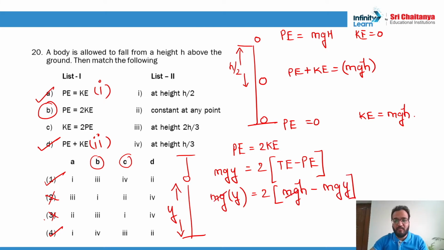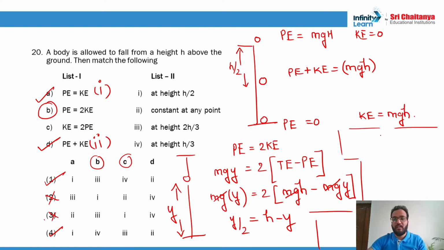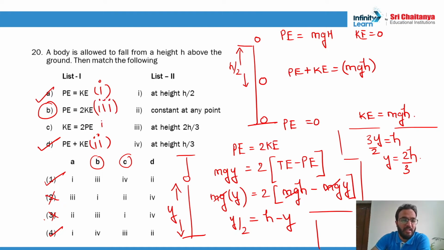Now mg gets cancelled. So it will be y by 2 is equal to h minus y. So finally you will say 3y by 2 is equal to h, y is equal to 2 by 3 h. That means at a height 2 by 3 h. So third option is matching here. So 1, 3, 4, 2. First option is correct. Right?